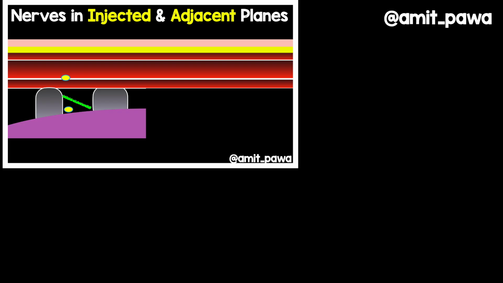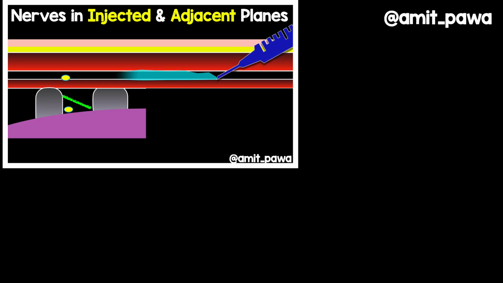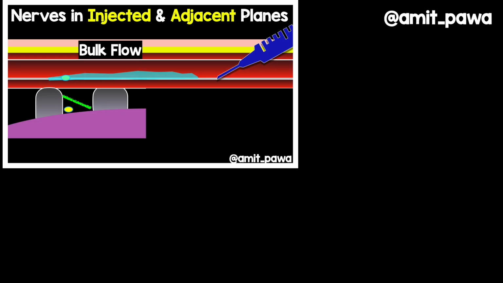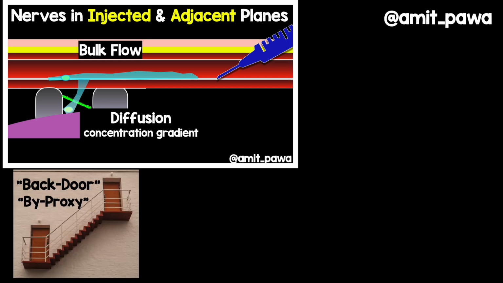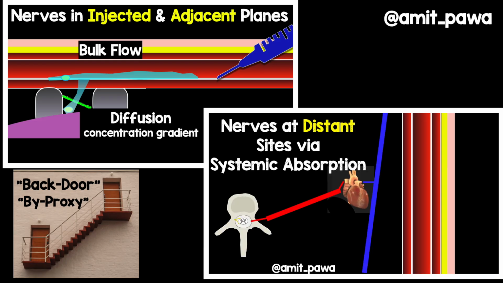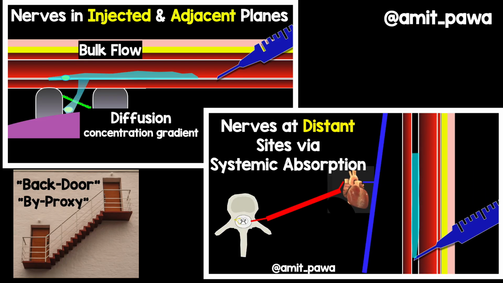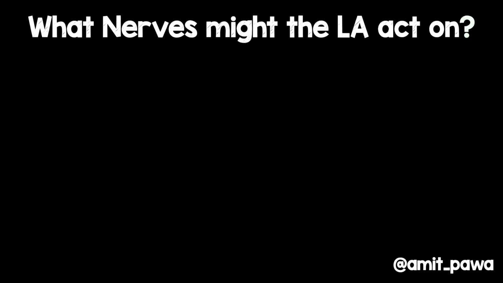Well, one mechanism is you inject local anaesthetic in a plane and it targets nerves in that plane by bulk flow, but also diffuses via a concentration gradient to get nerves in another plane. And that could be like a backdoor or by proxy technique, a little bit like the ESP block. The other option is that you could inject local anaesthetic into one plane, but that local anaesthetic acts at nerves at a distant plane, and that might work by systemic absorption. And there's been some people talking about the fact that the ESP block may work by this technique.